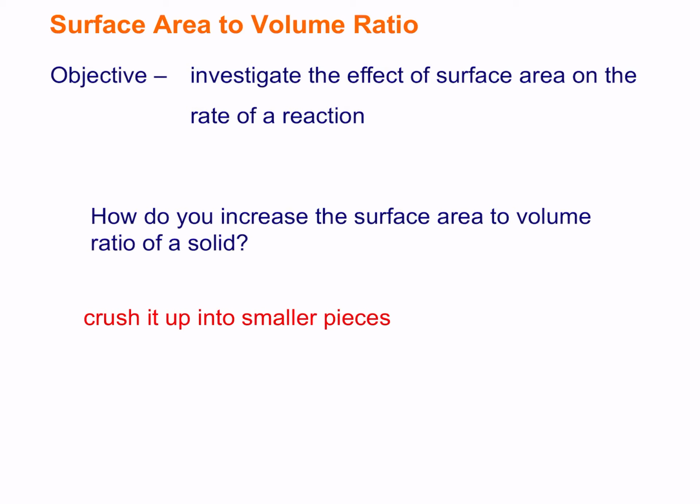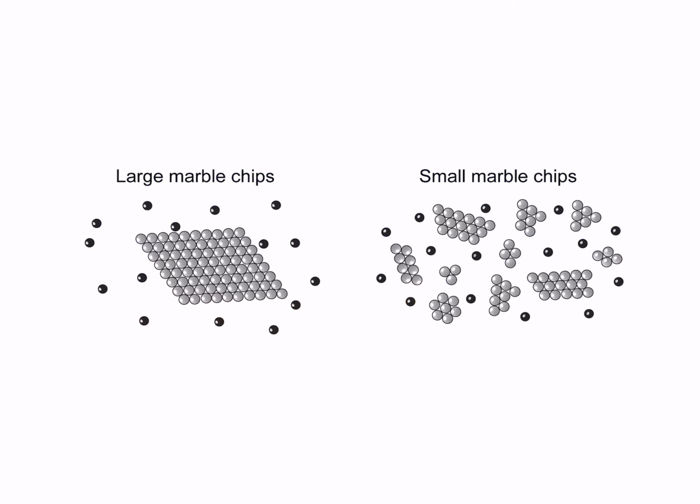Now that doesn't make more particles. By crushing something up, we don't make more particles. Have a quick look at this diagram. On the left, we've got marble chips, which are the grey particles in the middle. So imagine we've got these chips of marble, large pieces of marble. If we crush it up into smaller chips, we don't make more particles. What's happened though? There are now more particles exposed, so more of the particles will be able to react. So crushing something up makes more particles exposed.